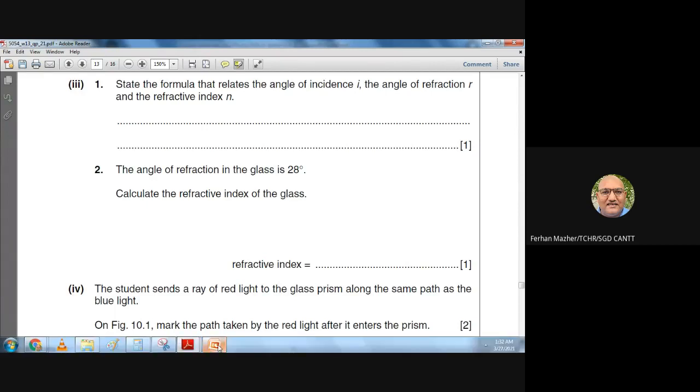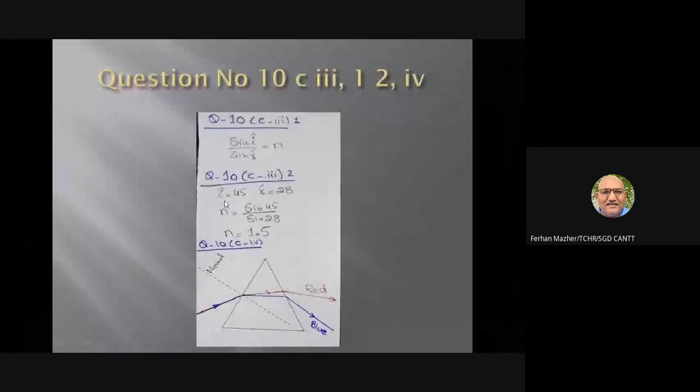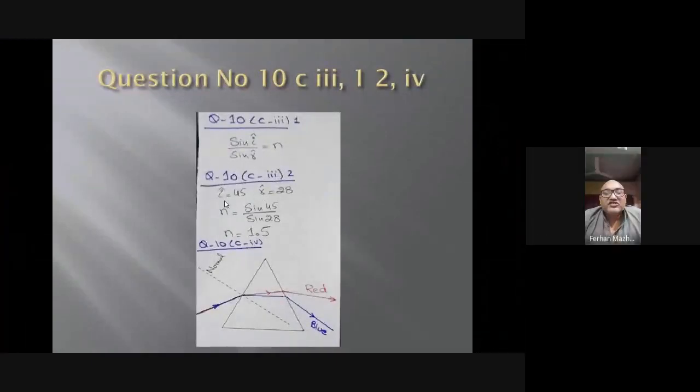I've done this on a paper. Let me show you my work. Hopefully you can see this numerical done here. So the angle of incidence I is 45 degrees, the angle of refraction is 28 degrees, and so N is equal to sine 45 divided by sine 28, so that will be 1.5. So the refractive index value will be 1.5.